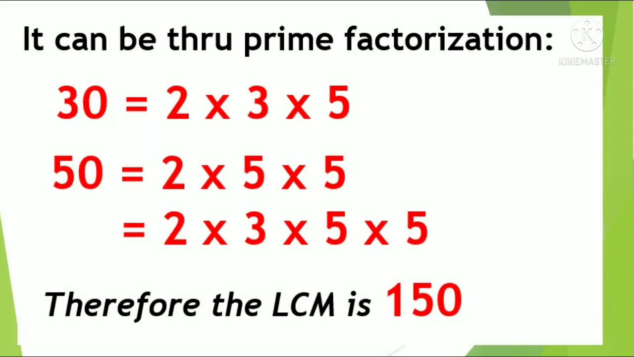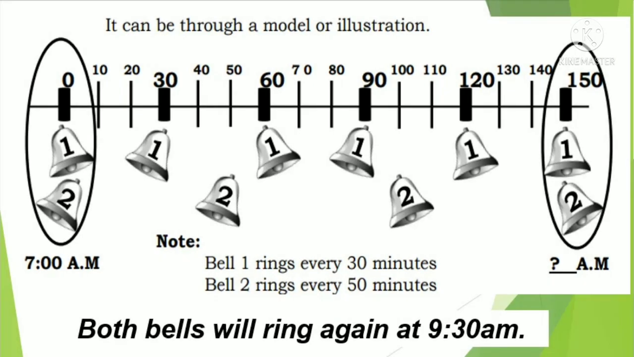It can also be through prime factorization. Get all the prime factors of 30 and 50, and then multiply the prime factors to get the LCM. And it can also be solved through a model or illustration. We can conclude from the illustration that both bells will ring again at 9:30 a.m.